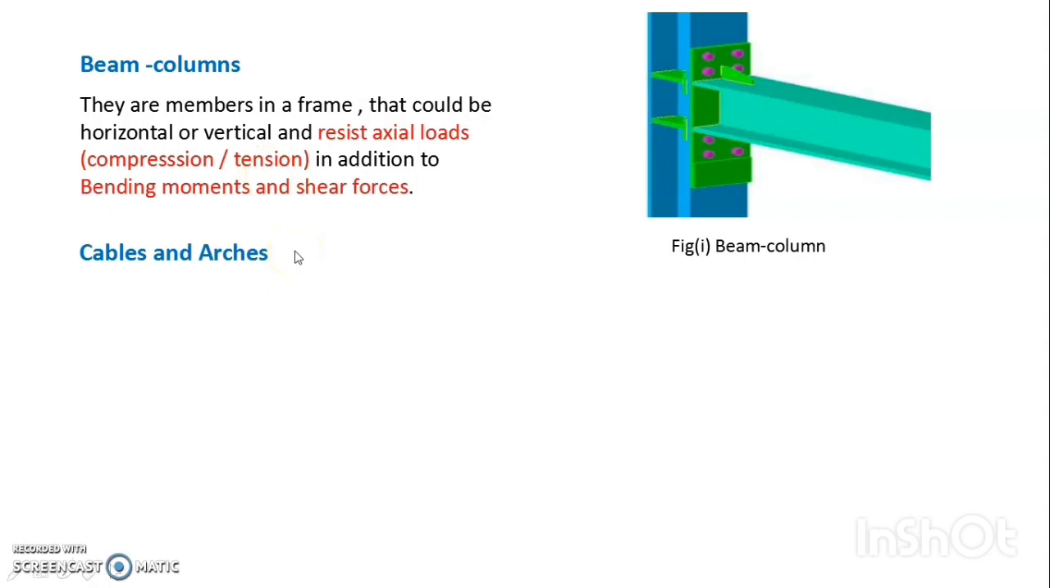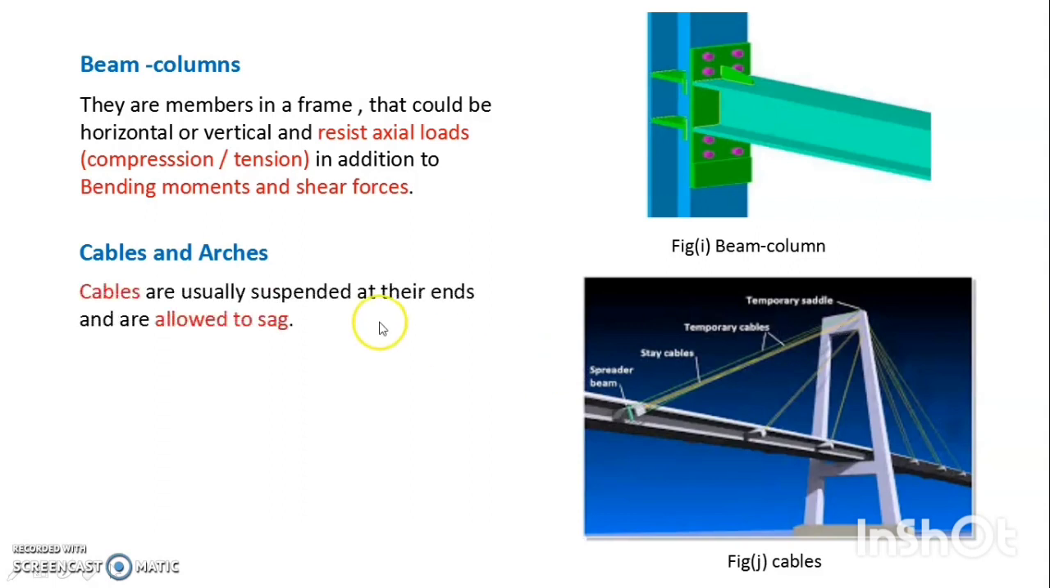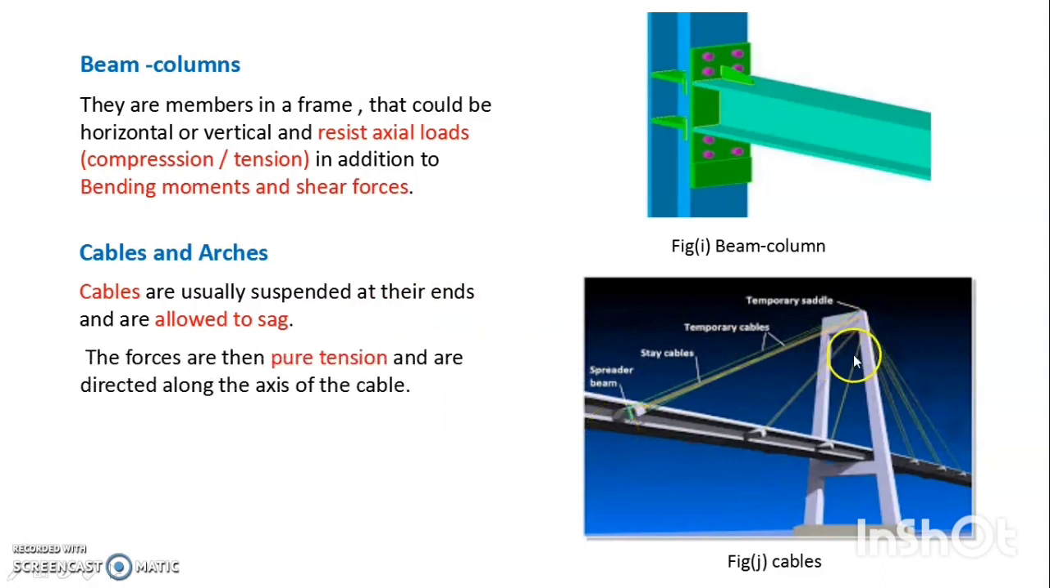The next structural members which we're going to discuss are cables and arches. This is an illustrative diagram of cables to give an idea of how cables look. The cables are usually suspended at their ends and are allowed to sag. The forces formed in the cables will be pure tension and are directed along the axis of the cable. Next we are going to discuss arches.